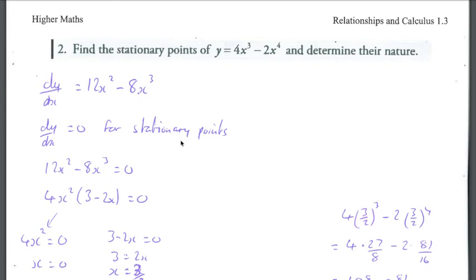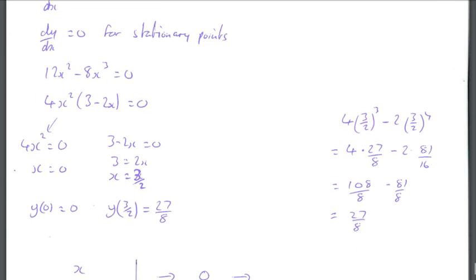Remember, we always need to make this statement. It's very important that we do. So 12x squared minus 8x cubed equals 0. So take out a common factor if possible. So this time we can get out not just 4, but 4x squared is a common factor. So 4x squared bracket 3 minus 2x equals 0.